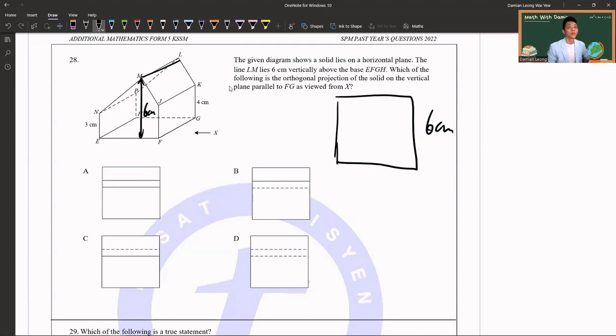I don't need to know the width in this question's case. So there is a dotted line that we cannot see, 3 cm from the bottom, and a solid line, 4 cm from the bottom here. Basically that's what we can view. So the one that reflects this is B.